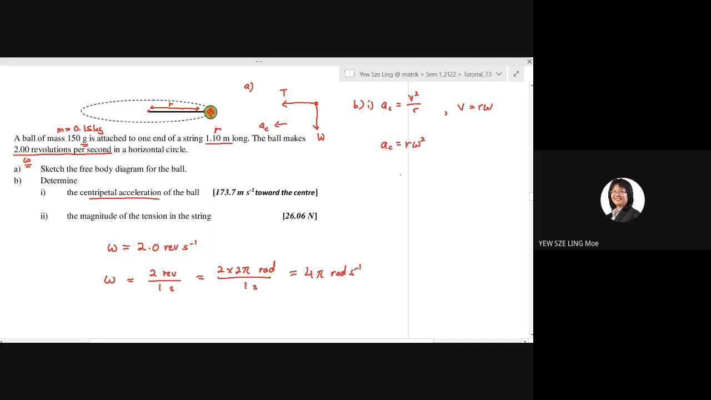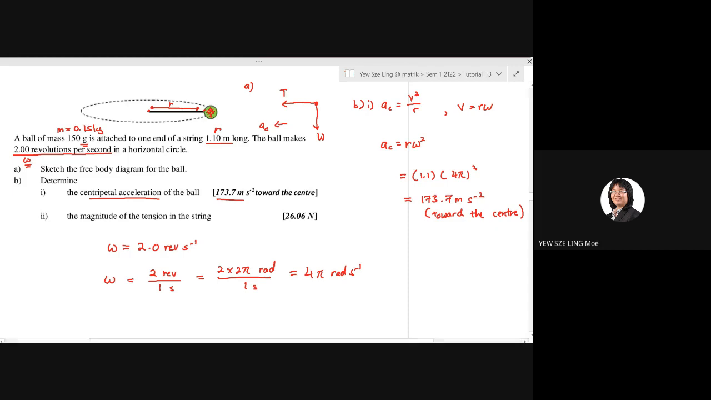So AC equals R omega squared, which equals R is 1.1, and then 4 pi squared. Press your calculator, you will then obtain 173.7 m s^-2. Because acceleration is a vector quantity, you need to state the direction. So what is the direction? Always toward the center. Unless the question asks you to calculate the magnitude of centripetal acceleration, then you don't have to state its direction.